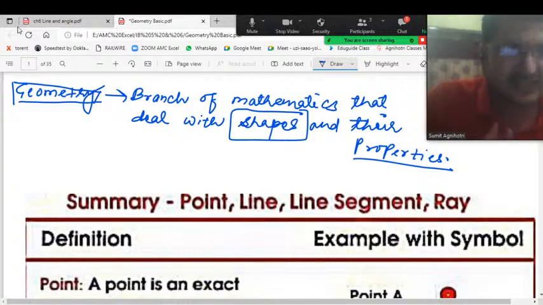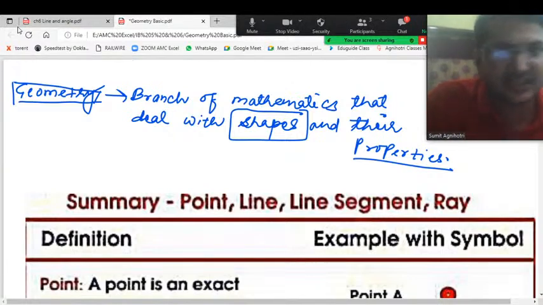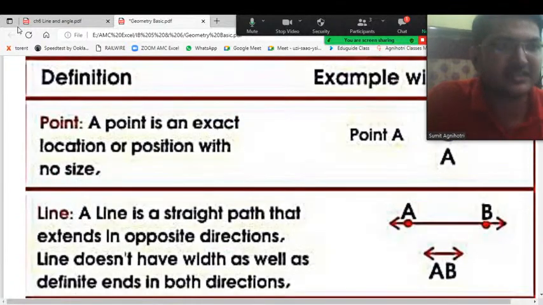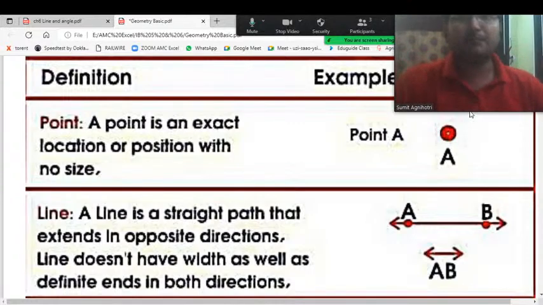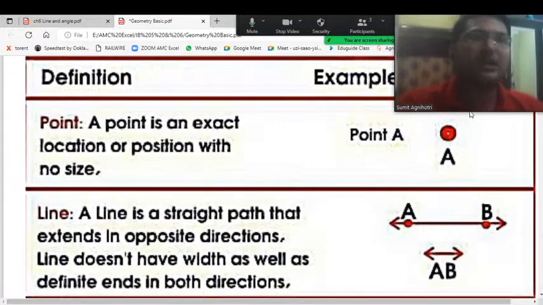Before starting with this session, we should understand what geometry is, and we have just covered that it is a branch of mathematics where we deal with shapes and their properties. We have just discussed what different shapes we are going to deal with. The first thing that we should understand here is point. Point is the very basic and simplest figure that we are going to cover, the very simplest geometry.